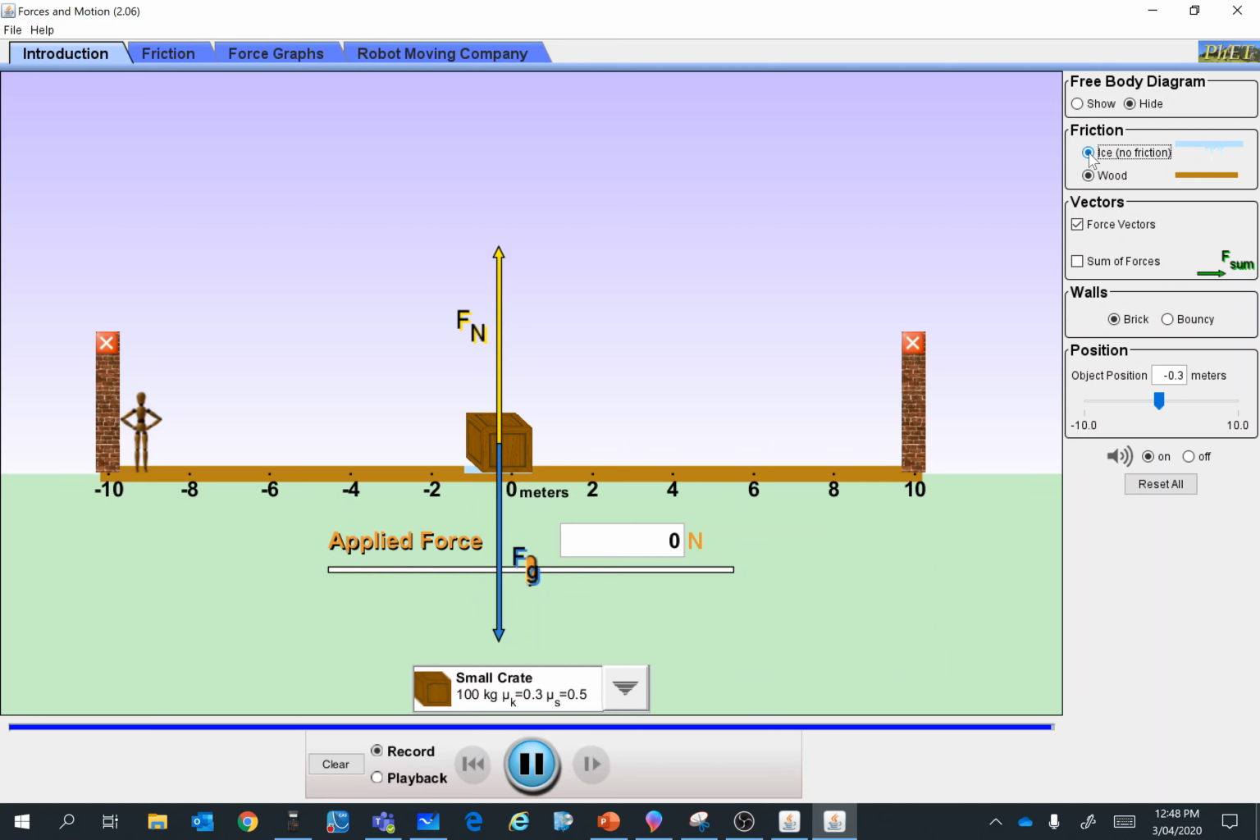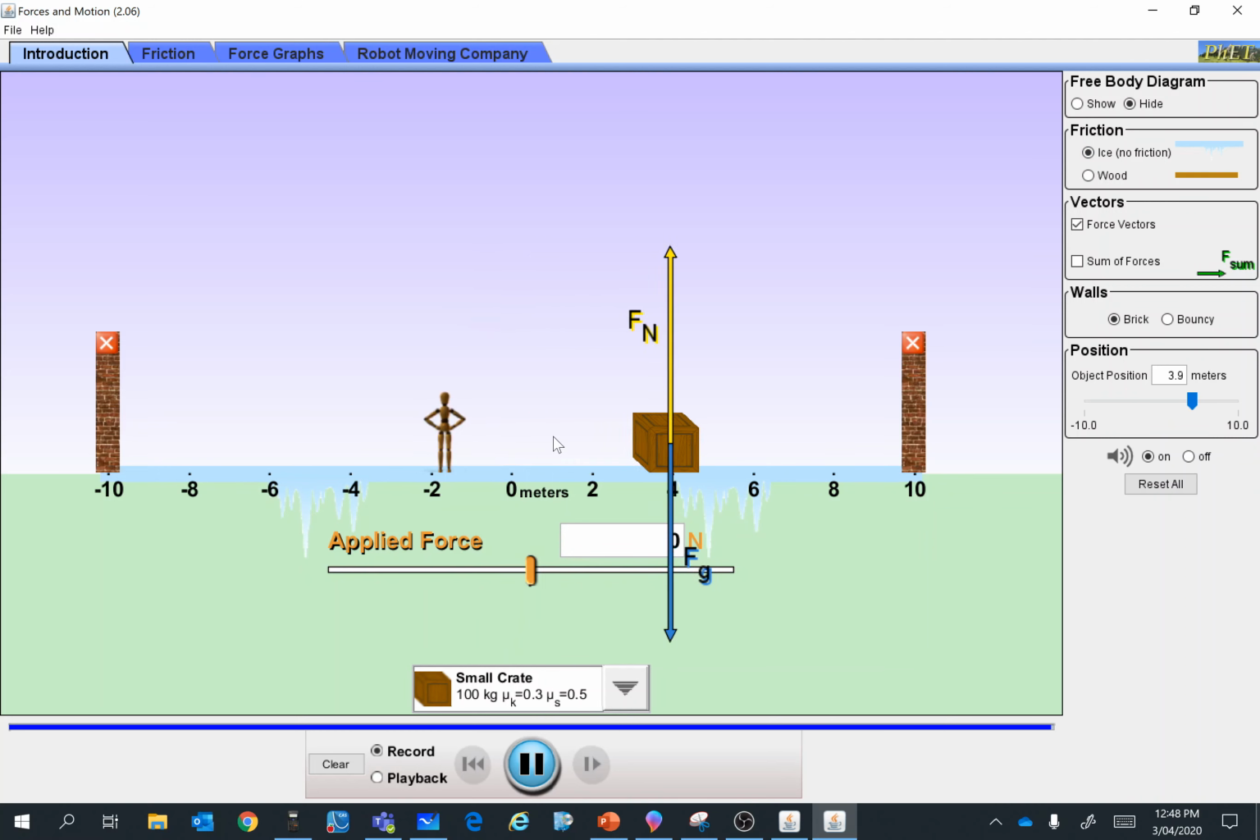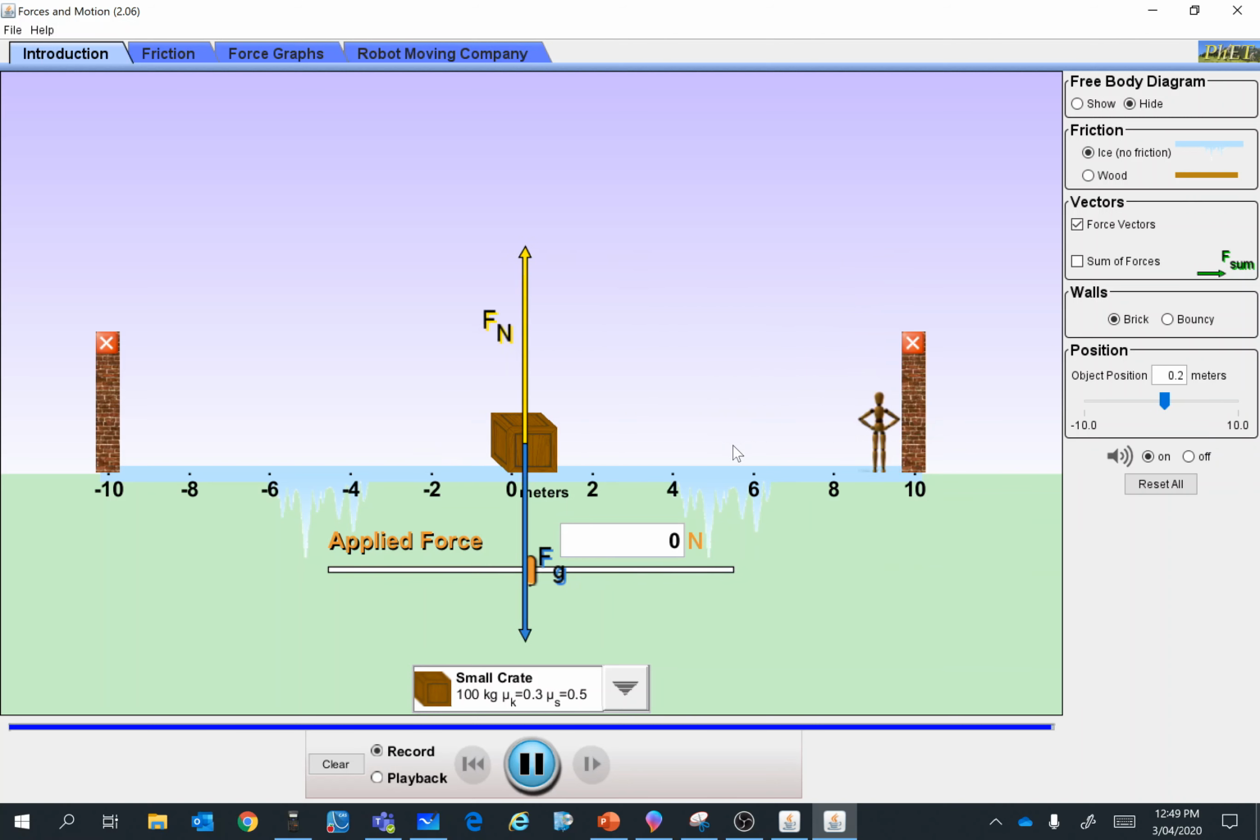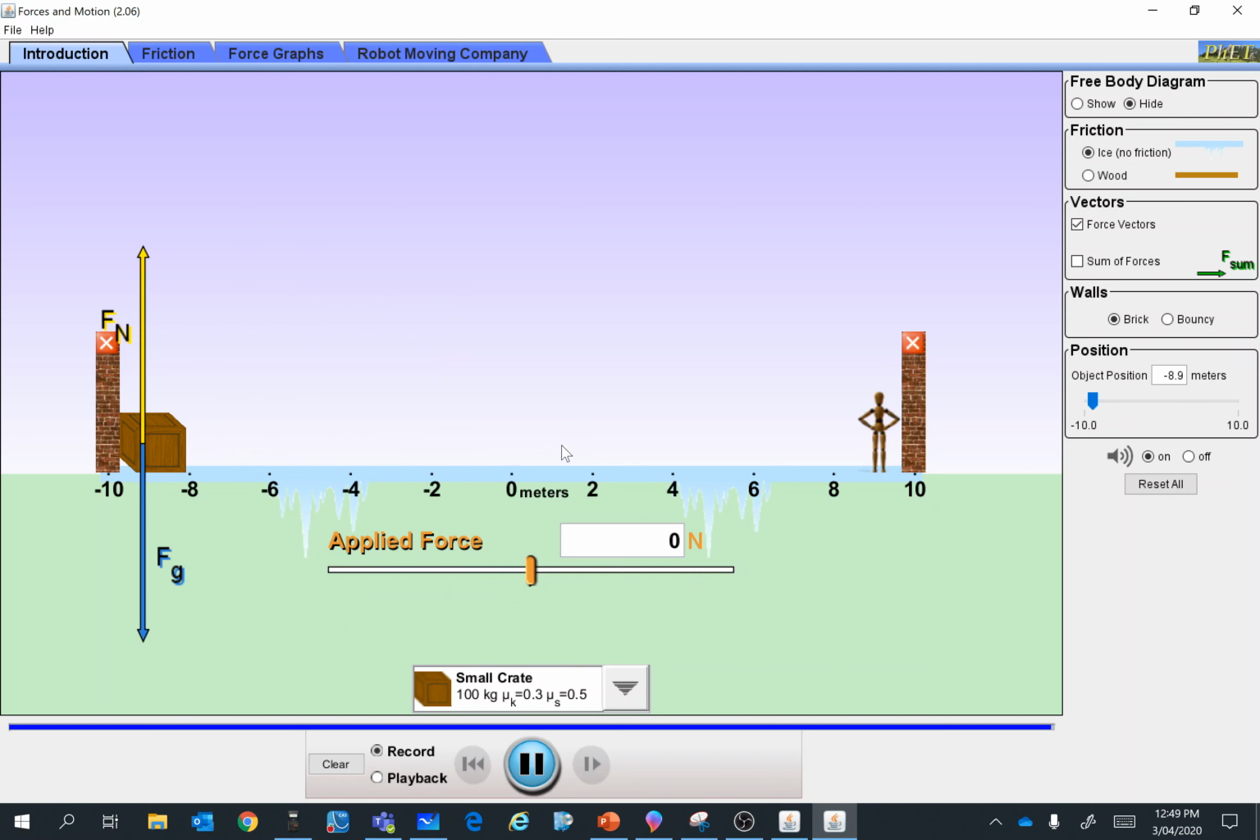If we were to do this on ice and I push that box, the box will just keep moving at that constant velocity because there's no unbalanced force acting in the opposite direction now. That's a frictionless surface.